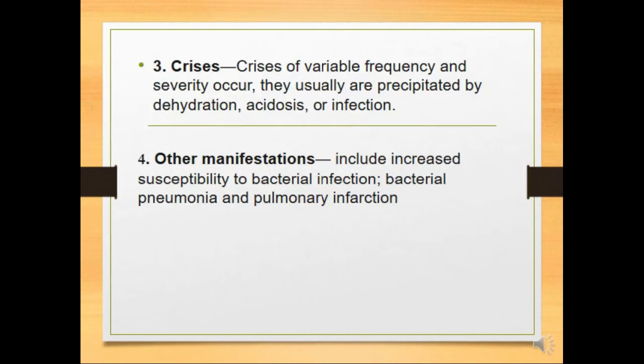Number 3, crisis. Crises of variable frequency and severity occur and are usually precipitated by dehydration, acidosis, or infection. Also, we have other manifestations such as increased susceptibility to bacterial infection, such as bacterial pneumonia, pulmonary infection, and also urinary tract infection.